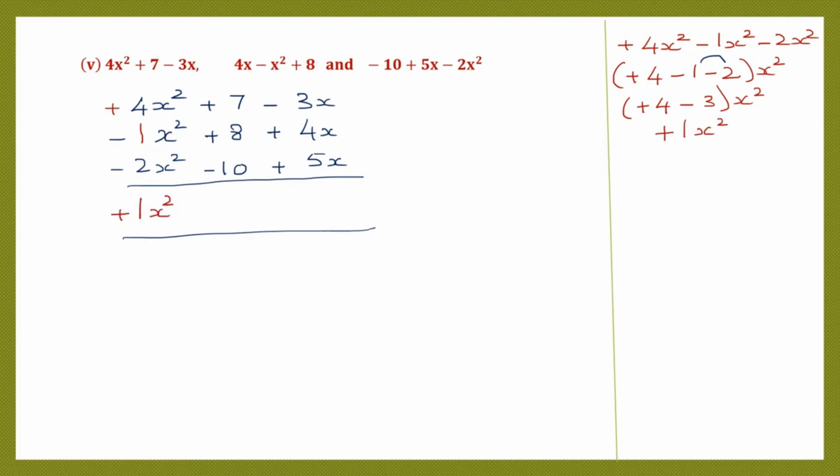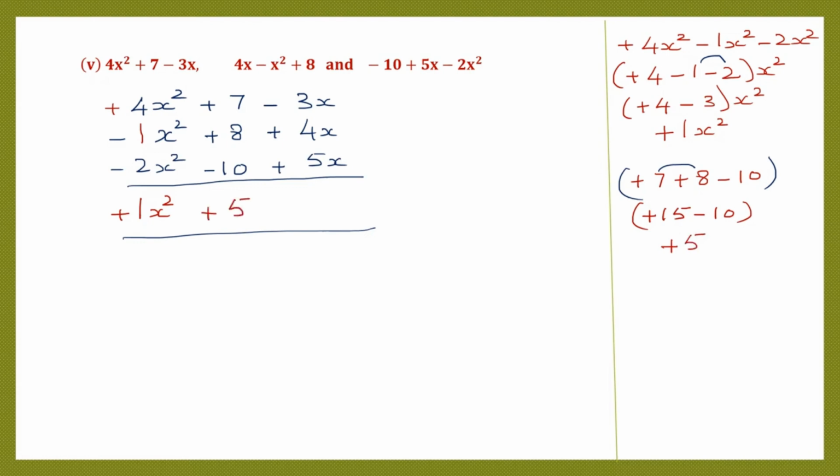Now let's go on to the numbers. Plus 7 plus 8 minus 10. So add up the numbers with the same sign. These two we added up. So plus 7 plus 8, signs are the same. Put the same sign and add. 7 plus 8 is 15, minus 10. When signs are different, put the sign of the bigger number and subtract. 15 minus 10 is 5. So I've got plus 5 here.